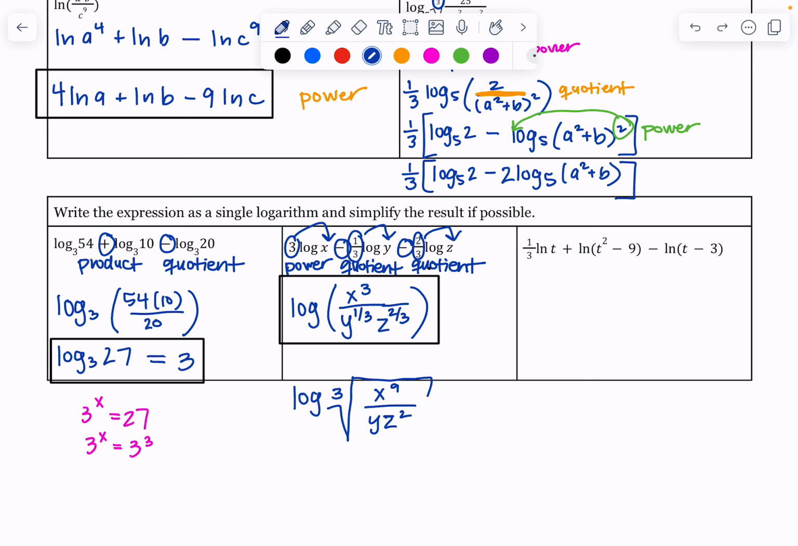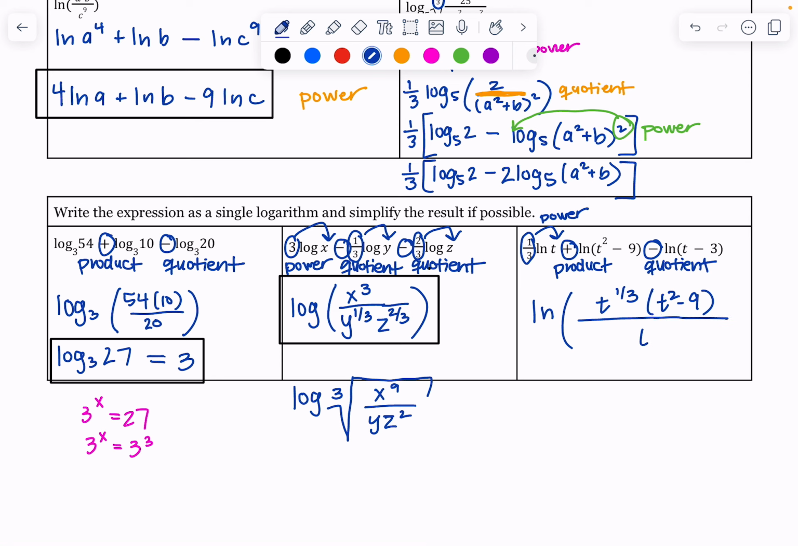All right, last one, natural logs. Here we're going to have a power rule. Here we have a product rule. So let me write power up here. Here we have a quotient rule. Okay, so we're going to have the natural log of t to the 1/3, oops, that's not over, times t squared minus 9 over t minus 3.